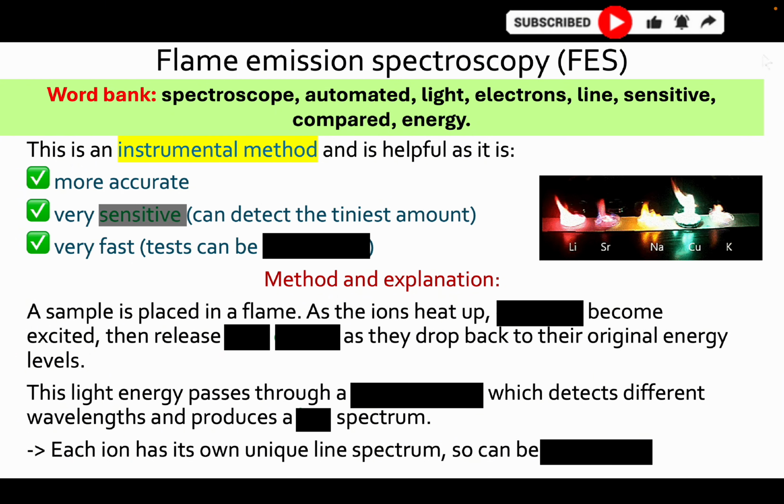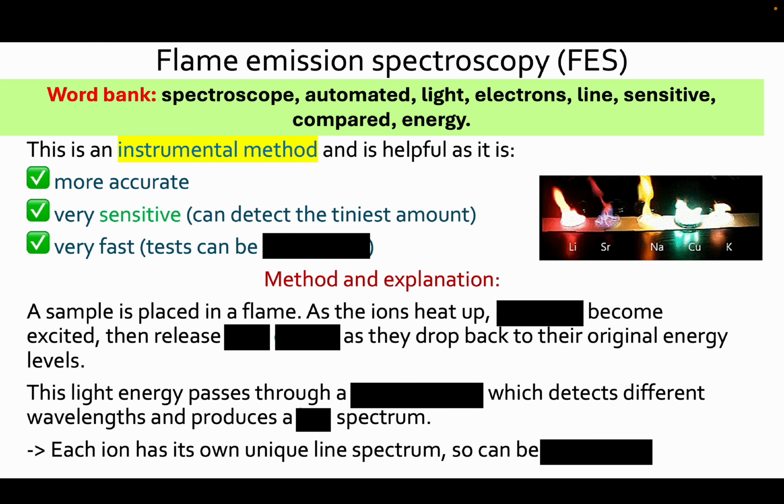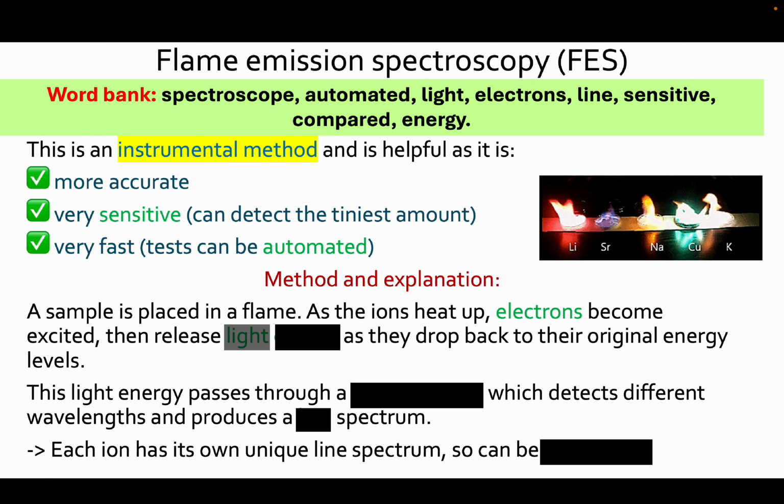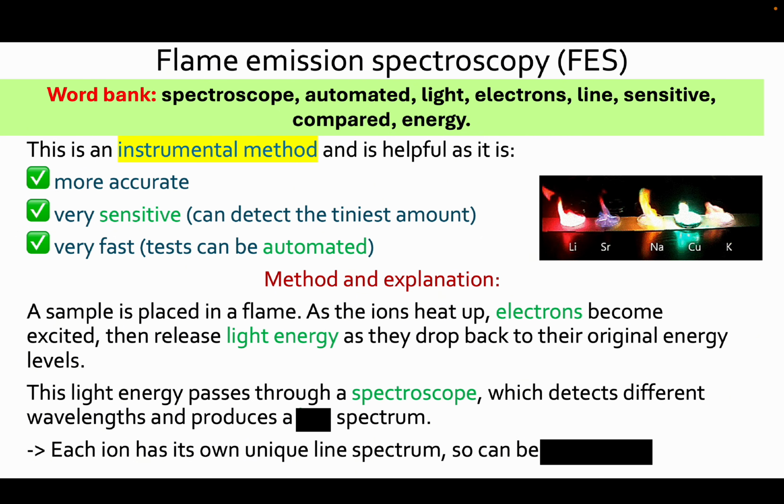So flame emission spectroscopy is an instrumental method and it's helpful as it is more accurate. It's very sensitive, which means it can detect the tiniest amount and concentration. And is very fast because tests can be automated. The method and explanation: a sample is placed in a flame. As the ions heat up, electrons become excited and then release light energy as they drop back into their original energy levels. As light energy passes through a spectroscope, this detects different wavelengths and produces a line spectrum. Each metal ion has its own unique line spectrum, and this can be compared.